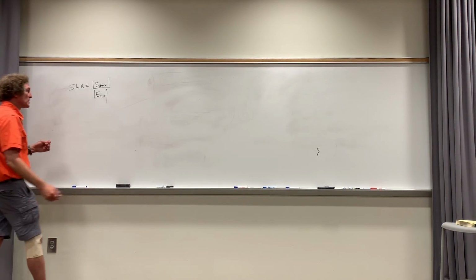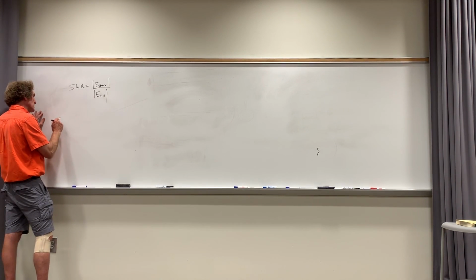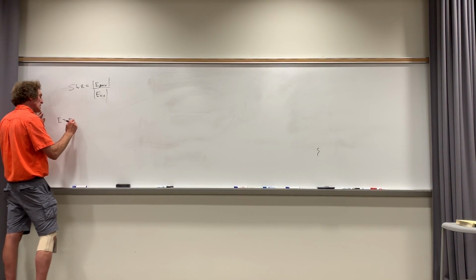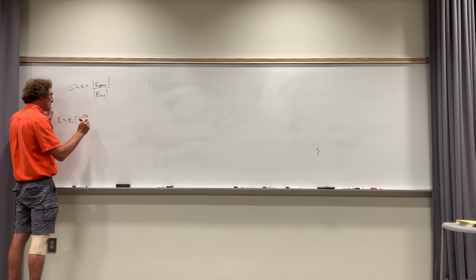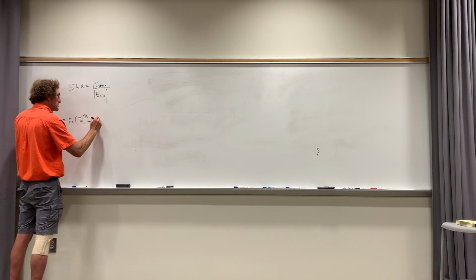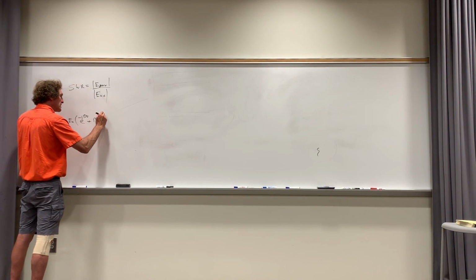Well, when you think about the E field in general, what do you think about? The E field is of the form E naught, times e to the minus j beta z. This is for a plane wave. Plus the reflection coefficient times e to the plus j beta z, right?